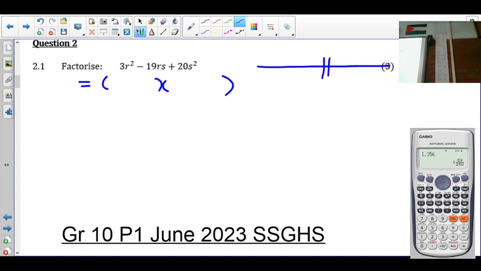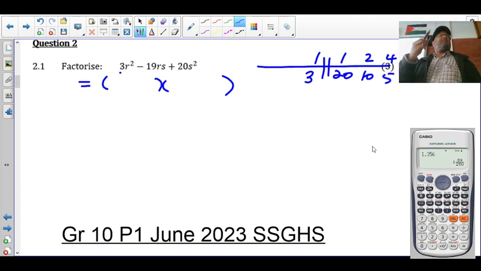So we write on our product line. For 3 is 1 and 3. For 20 is 1 and 20, 2 and 10, 4 and 5. Do we add or subtract our products? We add it because the last term is positive. So that's going to give you 9, that's 23.